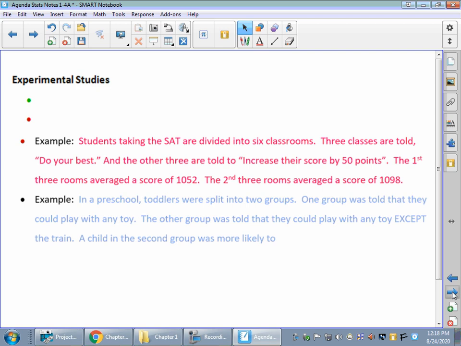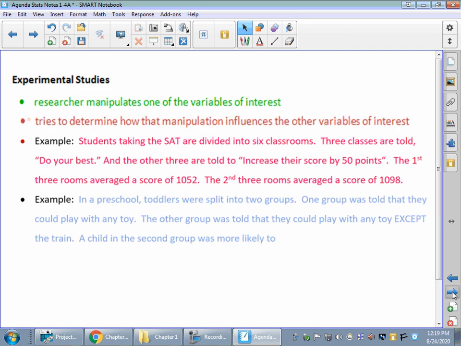Experimental studies are where we actually perform an experiment. Obviously, the researcher manipulates one of the variables. And don't think of manipulate in bad terms. There's something that you're looking at and you change the directions or you change what's happening during that. So then the researcher tries to determine how that manipulation influences the other variables of interest.